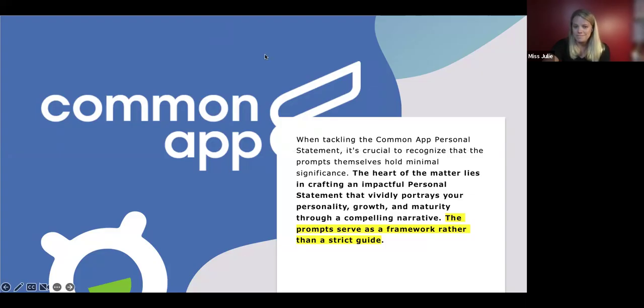So when tackling the Common App personal statement, it's crucial to recognize that the prompts themselves hold minimal significance. So again, this is important. Don't worry about the prompts, right? The heart of the matter lies in crafting the personal statement that vividly portrays your personality, growth, and maturity through a compelling narrative. That's the most important piece, right? The prompts serve as a framework rather than a strict guide.